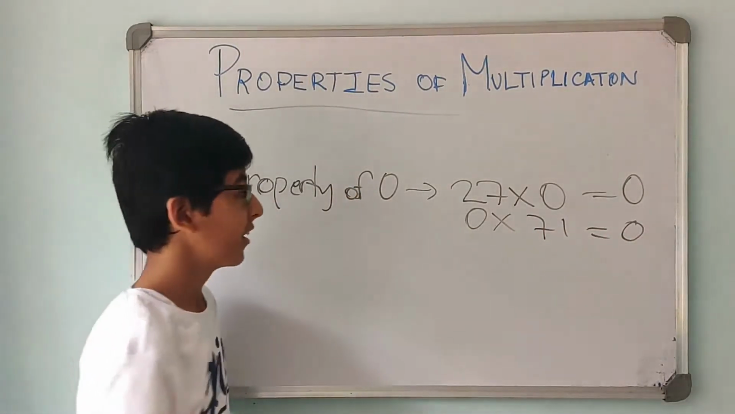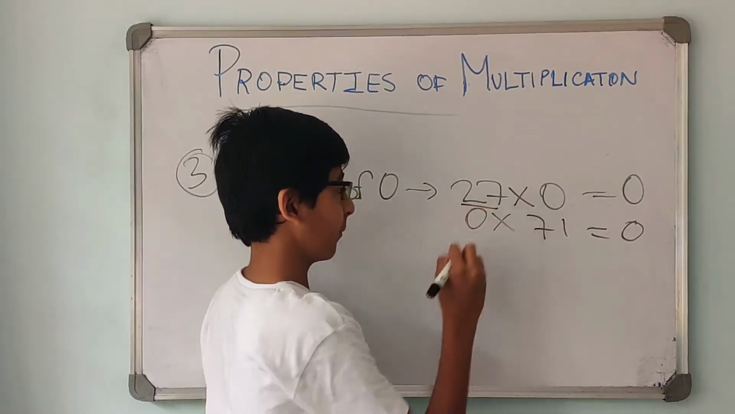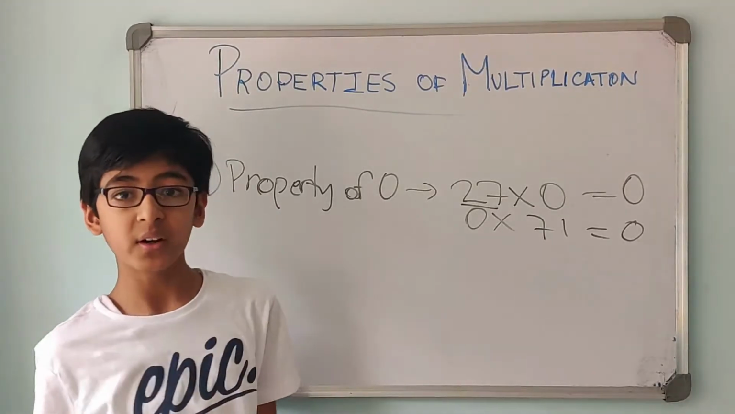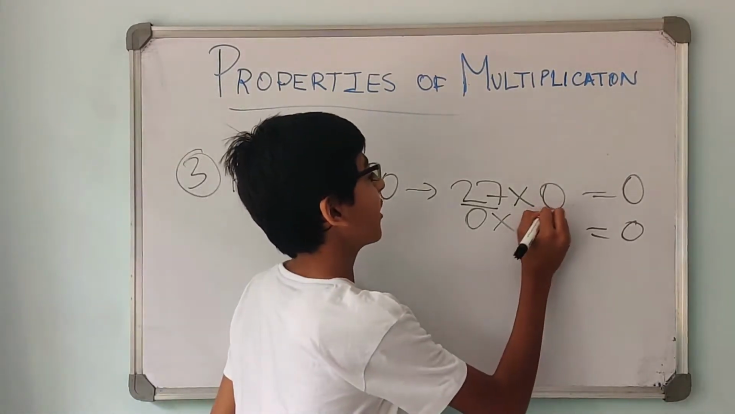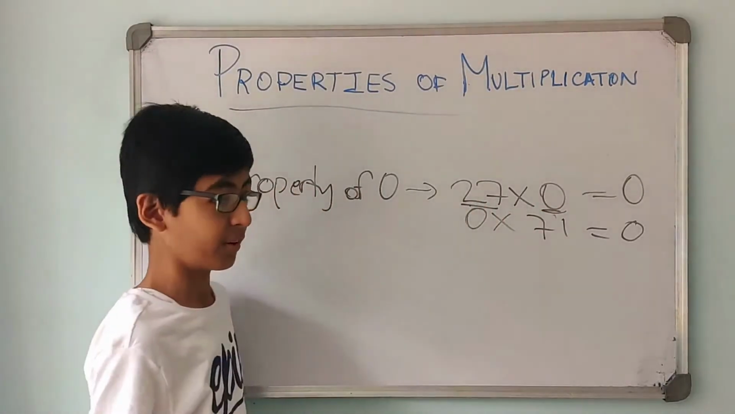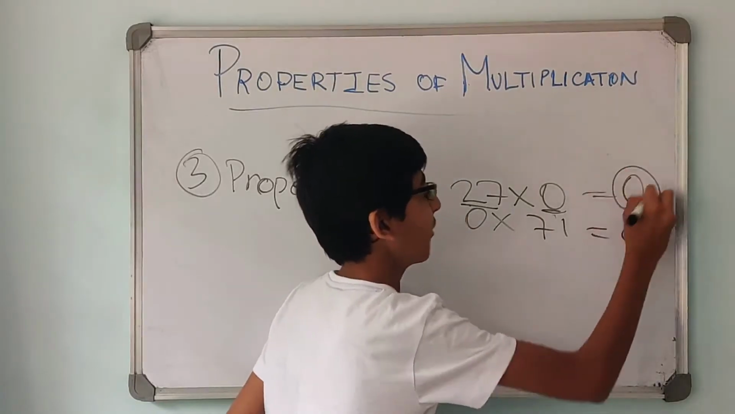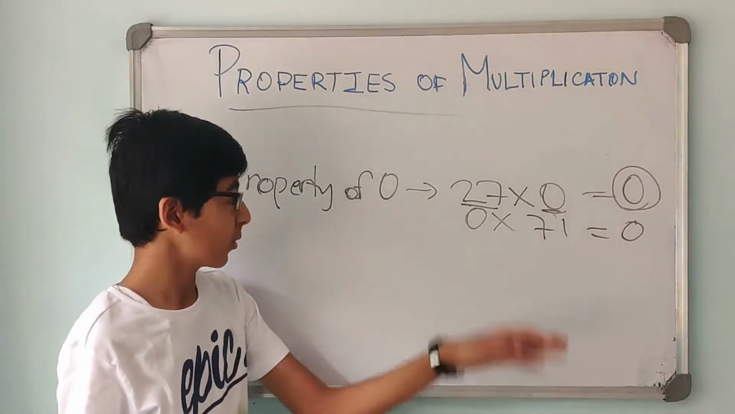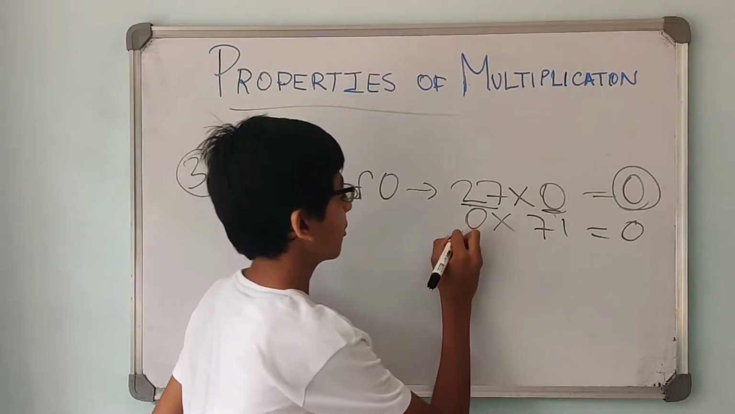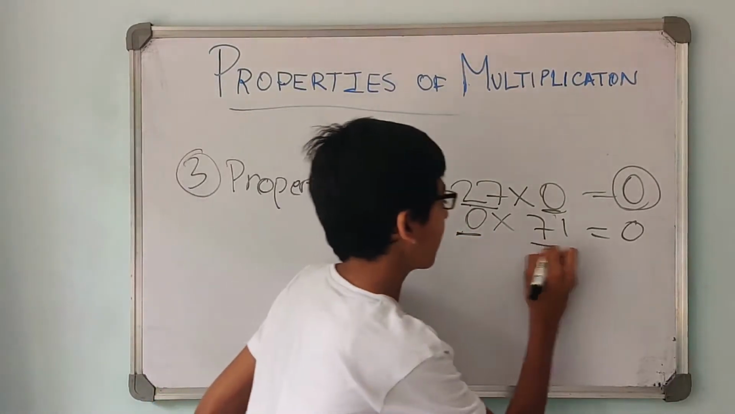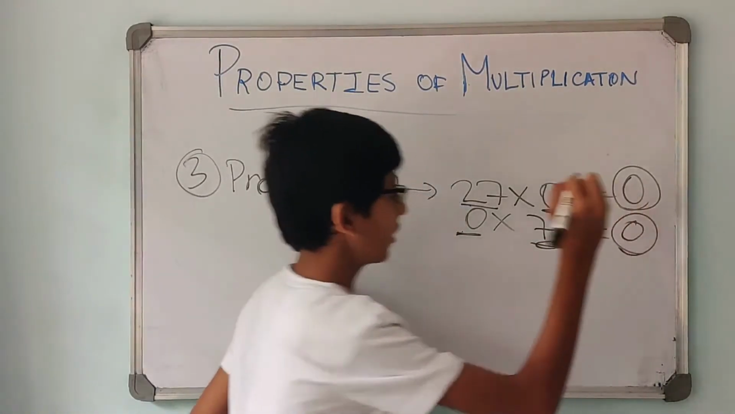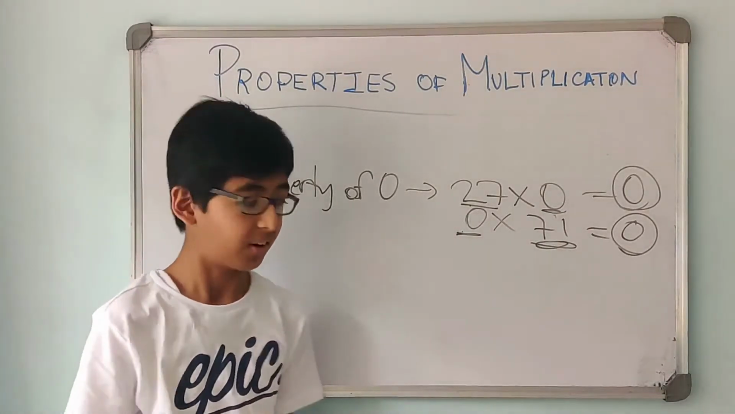Now, why is this? Let's understand. The first number is the number of groups. So, in the first example, there are 27 groups. Next number is the number of items in each group. So there are 0 items in these 27 groups. So the total number of items in all the groups are going to be 0 itself. Let us take one more example over here. So there are 0 groups with 71 items, but there are 0 groups. So the total number of items are still going to be 0 itself.